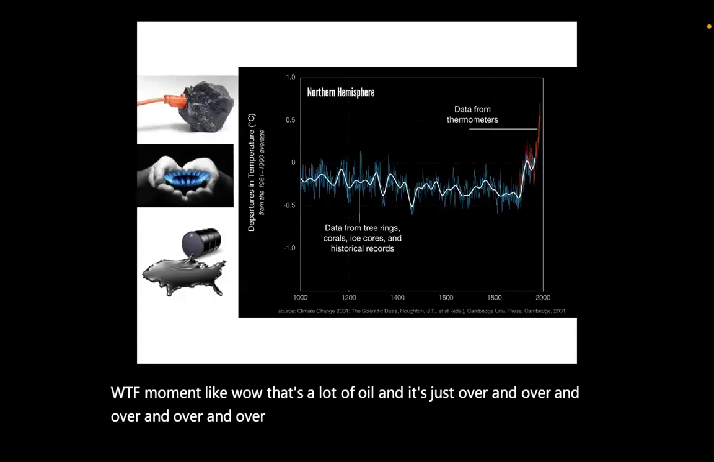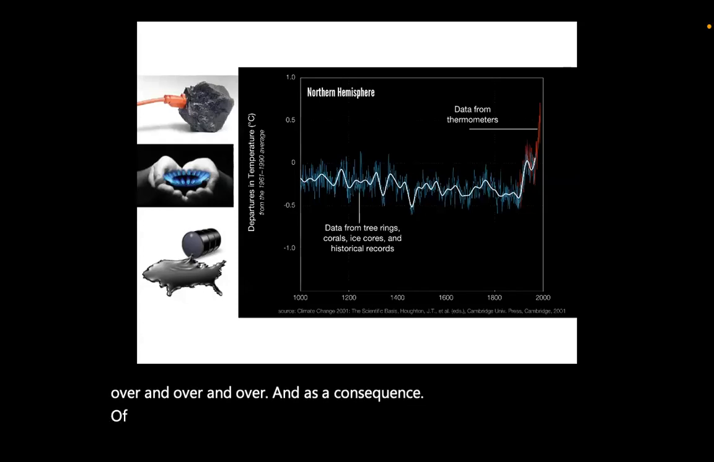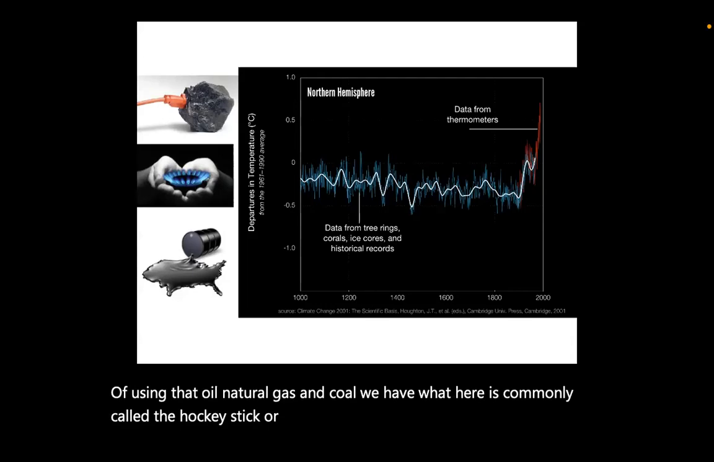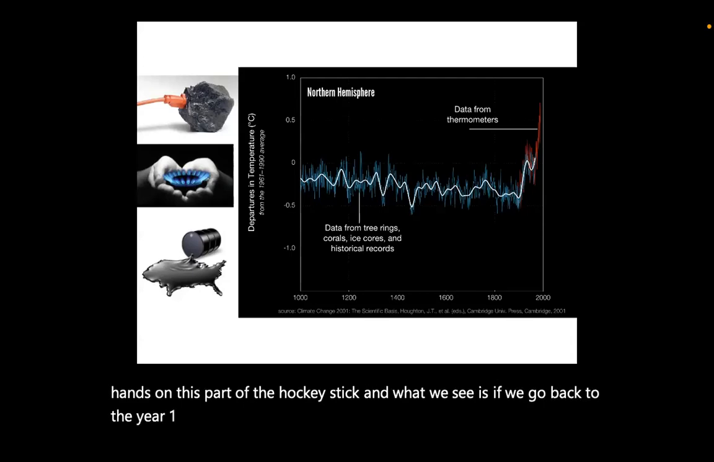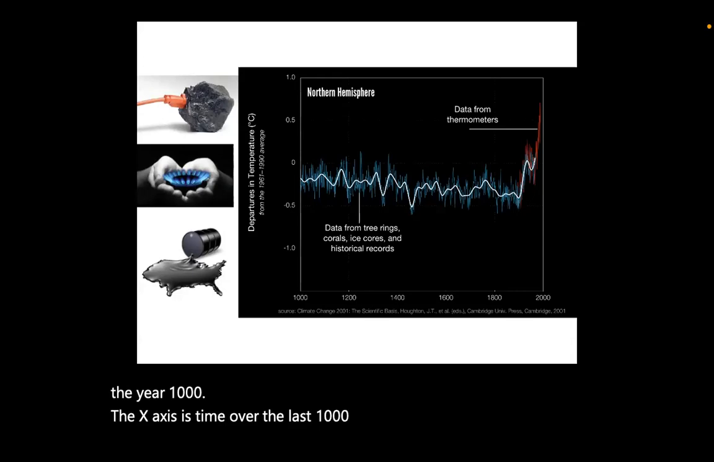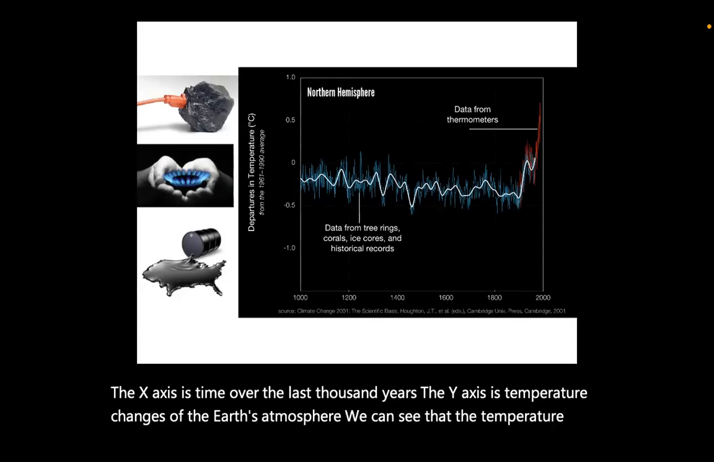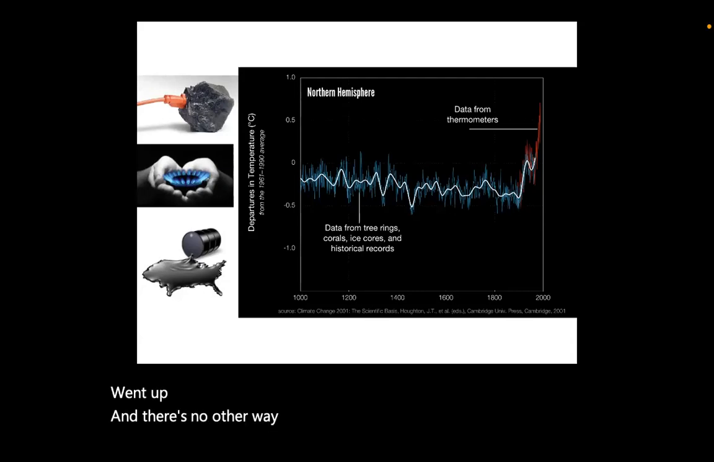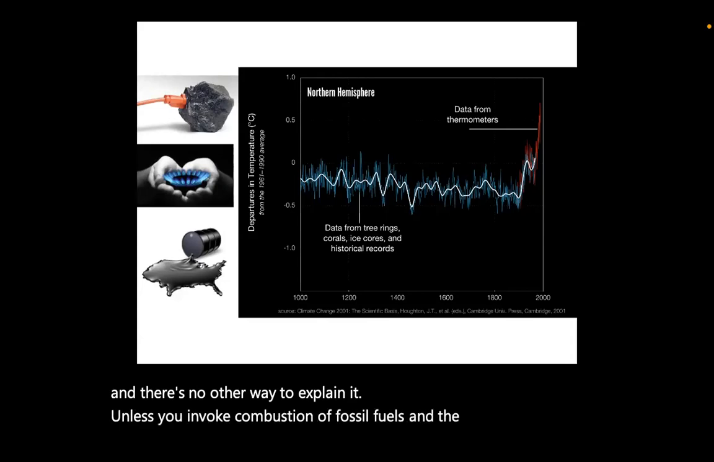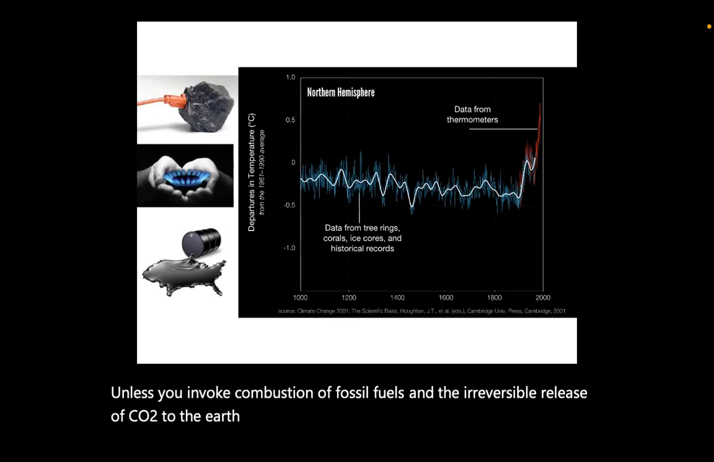And as a consequence of using that oil, natural gas and coal, we have what here is commonly called the hockey stick or the inverted hockey stick, where you'd have your hands on this part of the hockey stick. And what we see is if we go back to the year 1000, the x-axis is time over the last 1,000 years. The y-axis is temperature changes of the Earth's atmosphere. We can see that the temperature was relatively constant for almost 1,000 years and then whew, went up. And there's no other way to explain it unless you invoke combustion of fossil fuels and the irreversible release of CO2 to the Earth's atmosphere. Nothing else explains it. It just doesn't.